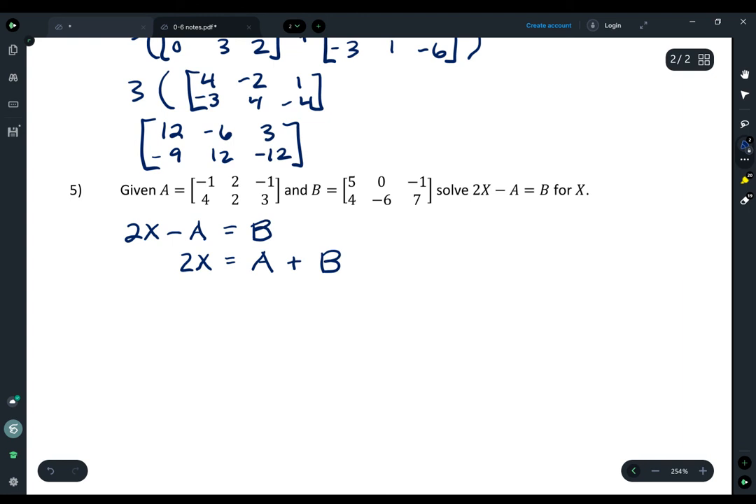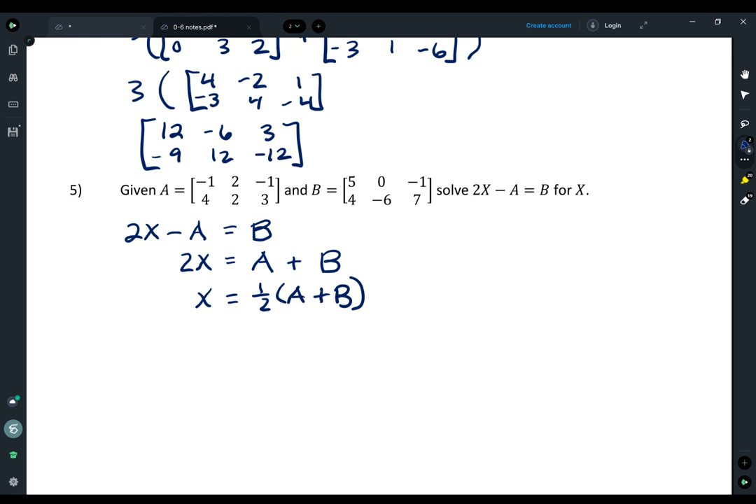And I know normally we'd think about dividing both sides by 2, but with matrices, I don't really want to divide by something. I want to have multiplication. So instead, I'm going to think about multiplying both sides by 1/2. So x is going to be 1/2 times A plus B. So this is like that scalar multiplication.